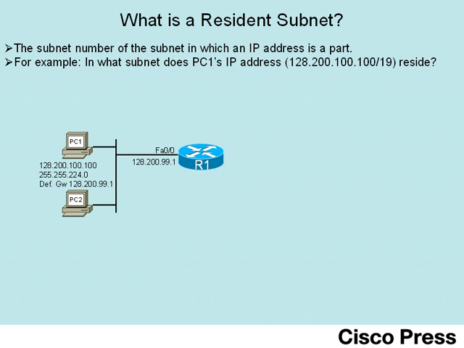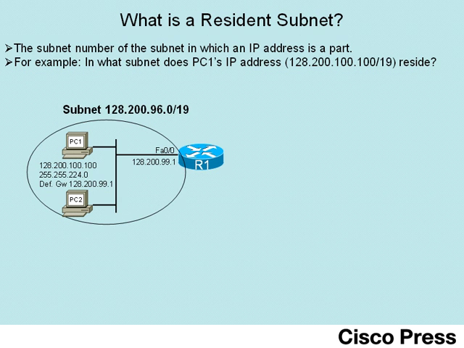For instance, here in the figure we have PC1 and it's been assigned an IP address of 128.200.100.100 and it's got a mask of /19 or 255.255.224.0. Now the question is, what is the subnet number in which this IP address resides? As it turns out, the subnet number is 128.200.96.0 with that same /19 mask. Now, why do we care?